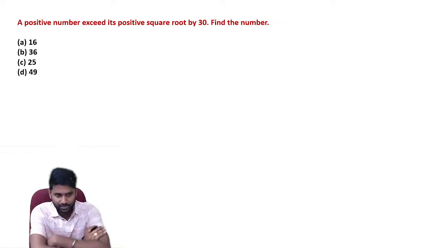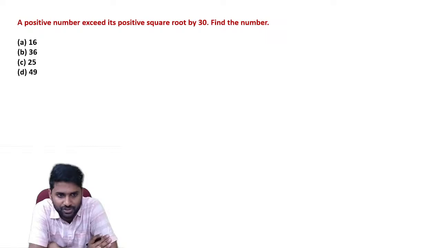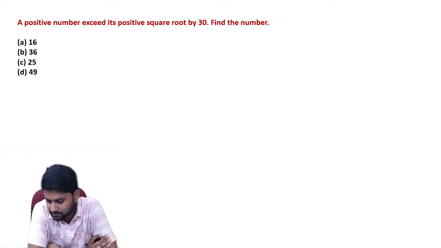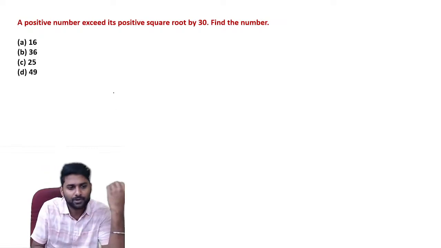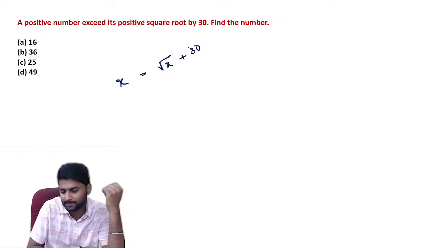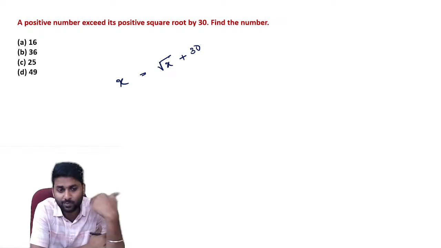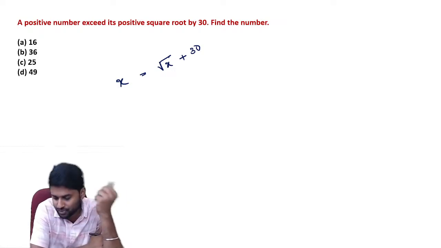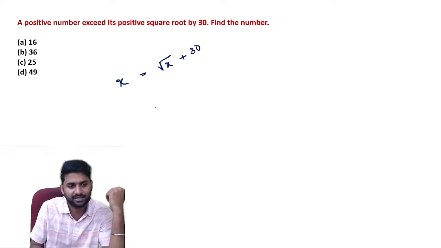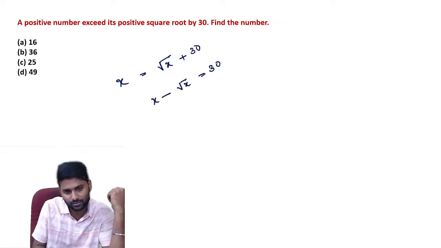Here a positive number exceeds its positive square root by 30. Find the number. See, there is a positive number x which exceeds its positive square root by 30. You should frame this line: a positive number is more than its positive square root by 30 units. It means the simplification is x minus root x is equal to 30.